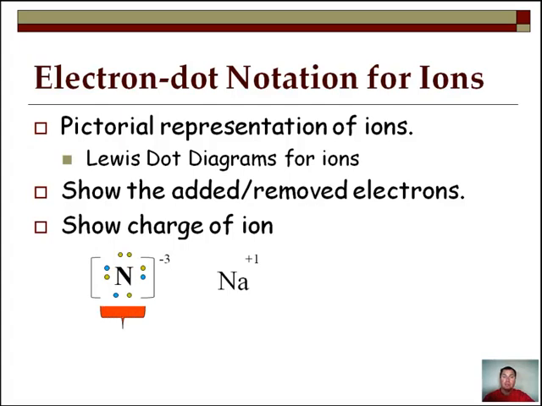All anions or negative ions are going to look like nitrogen here. They're going to have 8 valence electrons on them. They're going to have some element symbol here, and they'll have a charge there. All cations are going to look like sodium. They're going to have some element symbol and then a charge with no dots around them. So anions always have 8 dots around them with a charge. Cations always have no dots around them with a charge. So pretty simple way to remember what they look like.